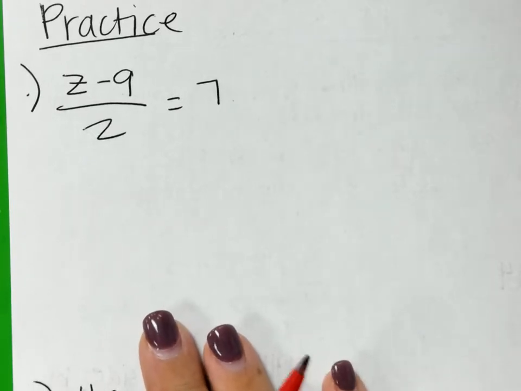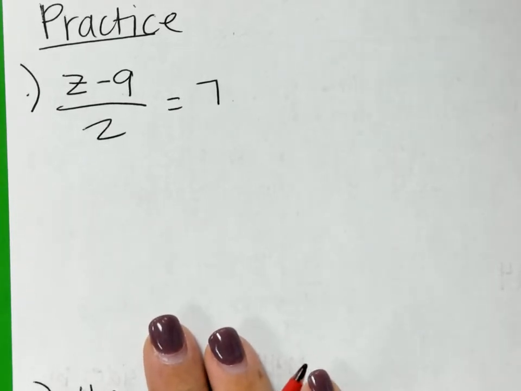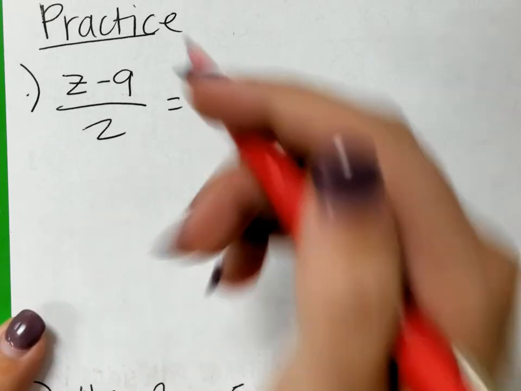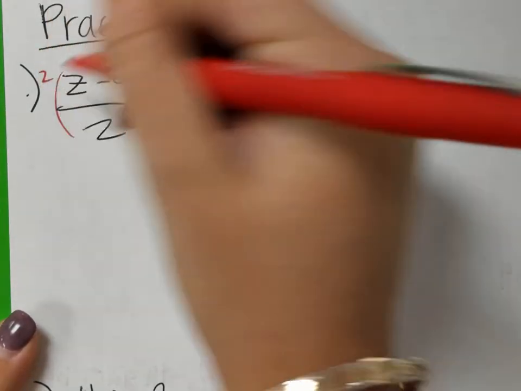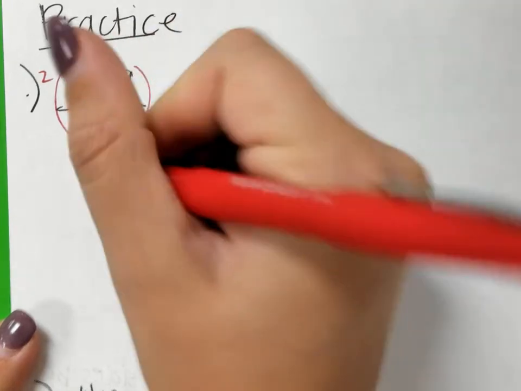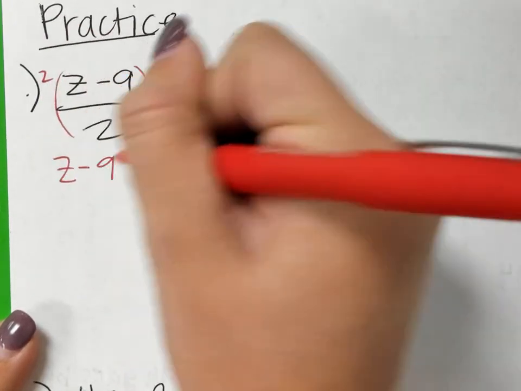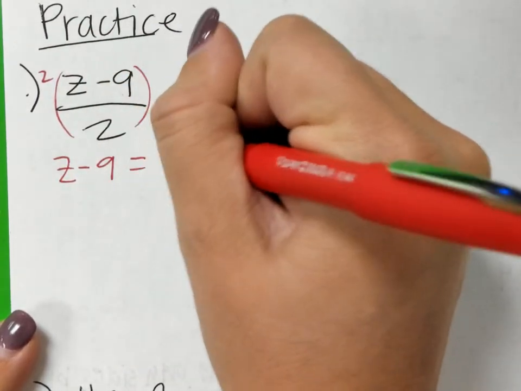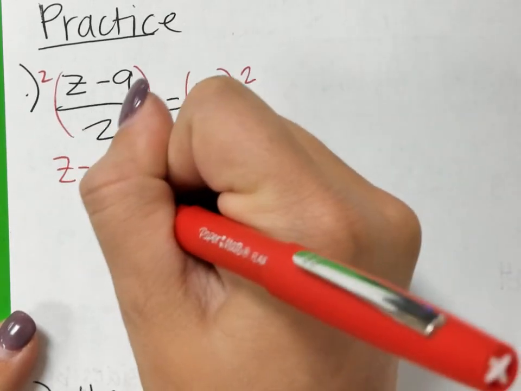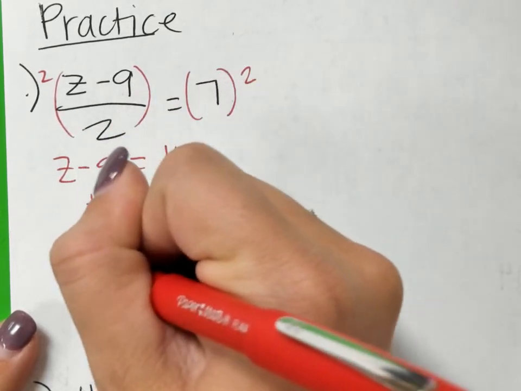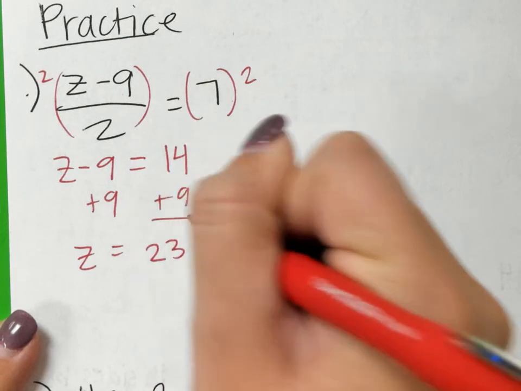All right, what did we get for number 1? 23? We all get 23? Good. That means I'm multiplying both sides by 2, so I get z minus 9 equals 14. And then add 9 to both sides, and z is equal to 23.